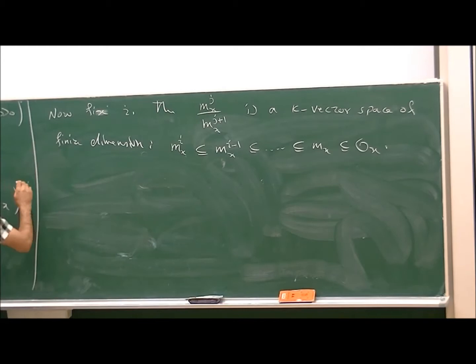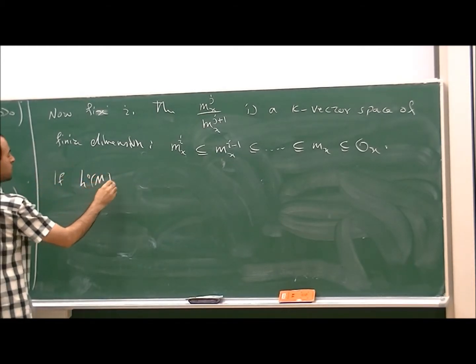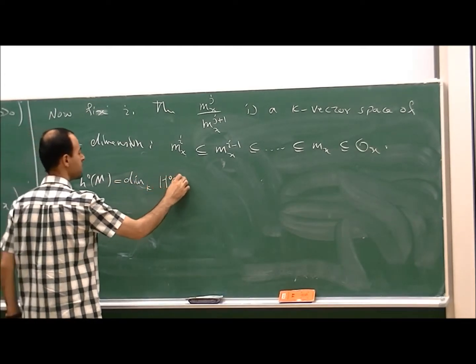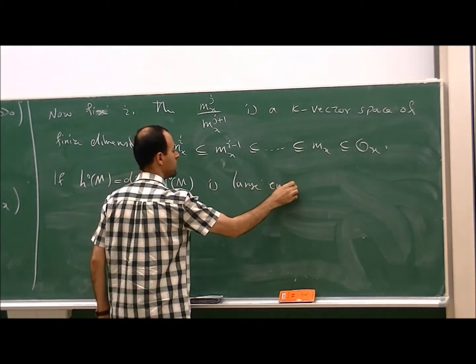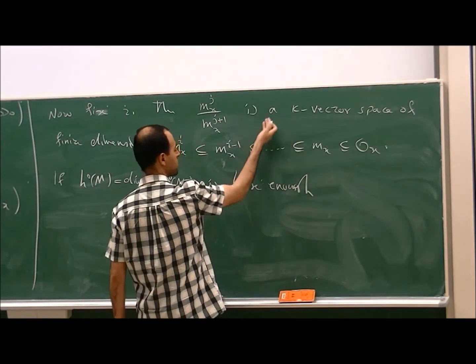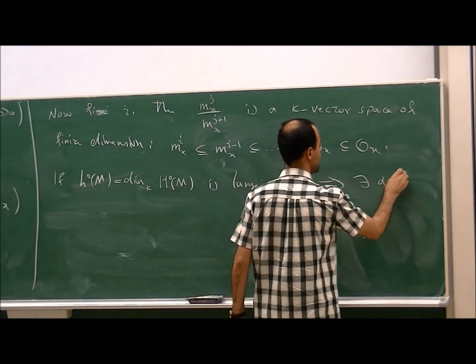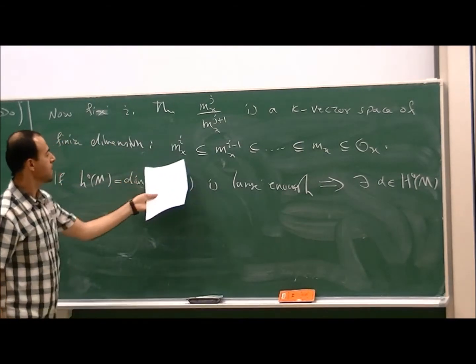Now, from this map, if the dimension of this space is large enough, then this remark tells you that there must be some alpha here which maps into this m^i.